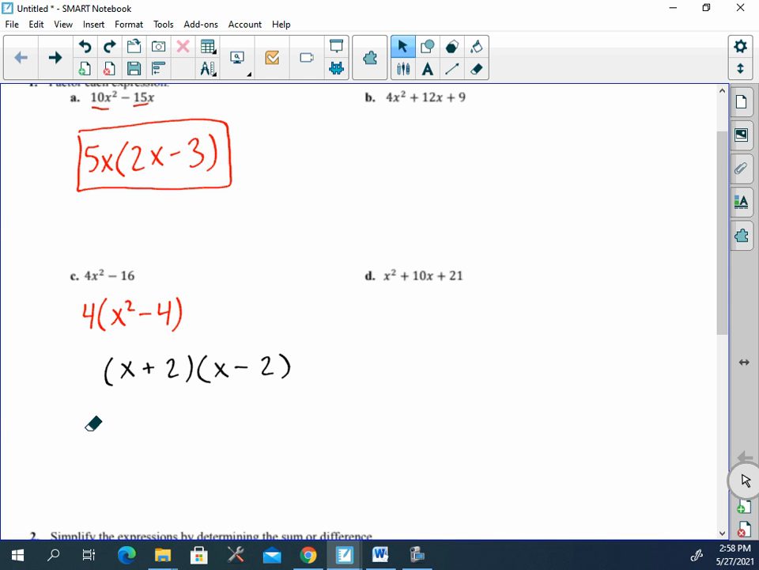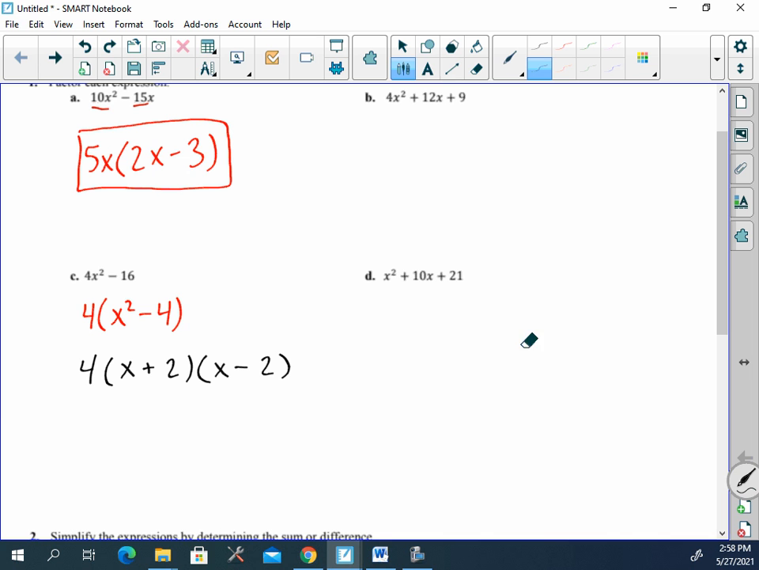And what did I forget or write incorrectly about my answer? The 4 up front. The 4 has to sit out front, okay? If we were taking this answer and multiplied it out, we should get back to there. If the 4 is not sitting there, we're not equivalent, okay?